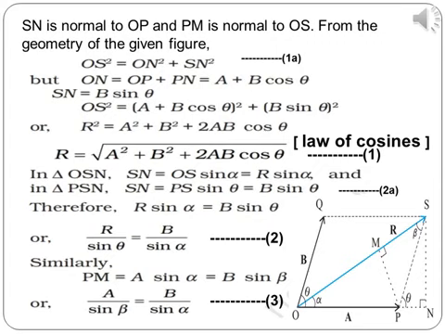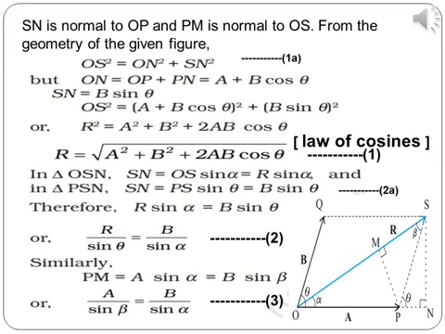How should PN be equal to B cos theta? Here we have considered the right triangle PNS. From this right triangle PNS, cos theta is equal to adjacent side divided by hypotenuse. Here adjacent side is PN. So PN is equal to cos theta into hypotenuse. Hypotenuse is the magnitude of the vector B, which is B. So PN is equal to B cos theta. Then ON is equal to A plus B cos theta.